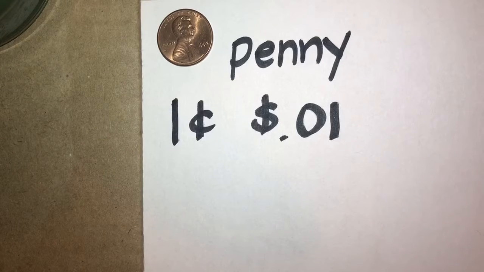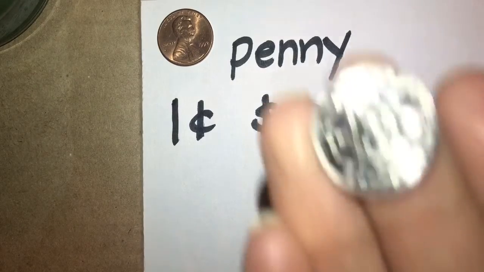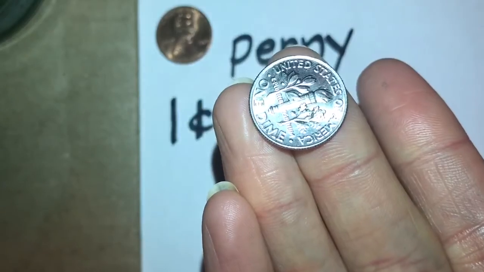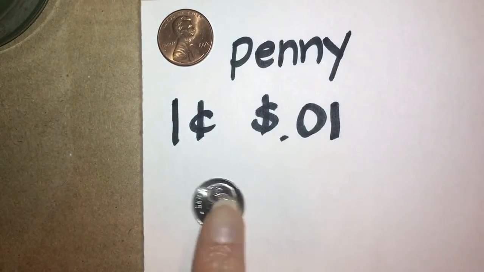The next coin I would like to look at is the one that's the smallest in size. It's not the smallest value, but it's the smallest in size. It's silver. It's got President Roosevelt on it. If you know it, say it. And if you said dime, then you are correct. Here's what the head side looks like.